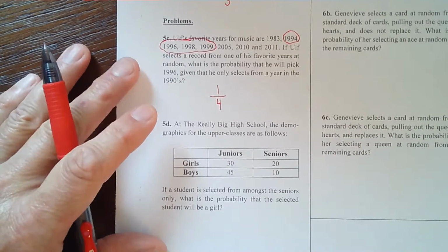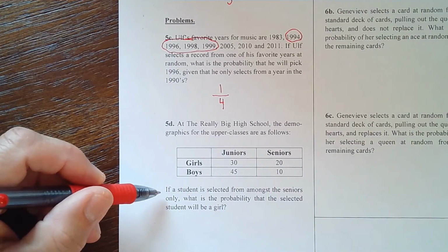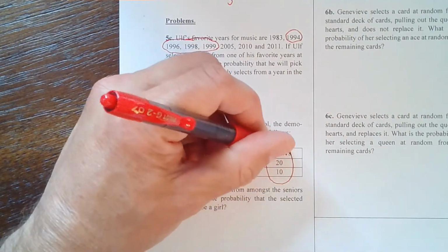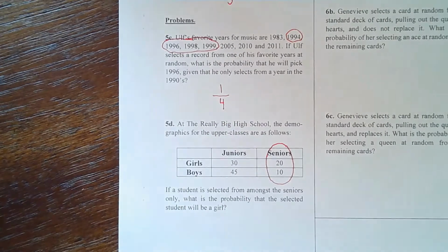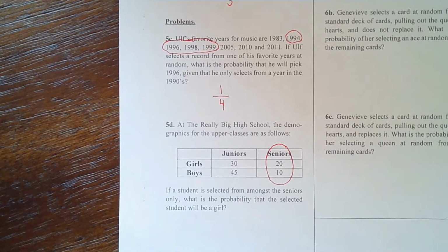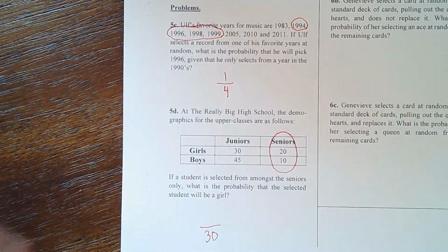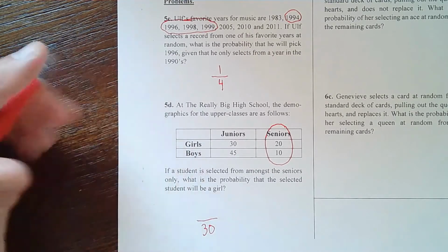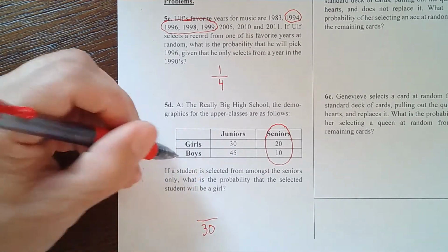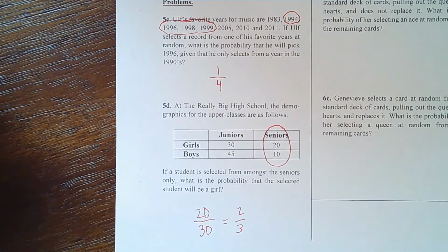In 5D, we have a high school, and it says here that we're only going to select from amongst the seniors only. We're going to select a student at random from the seniors only. So instead of taking all of the students as our denominator, as our potential outcomes, we're only selecting from the seniors. So we only have 30 potential outcomes here, 30 potential results. And what is the probability that the selected student will be a girl? Well, there's 20 girls out of the 30, so 20 over 30, or 2/3.